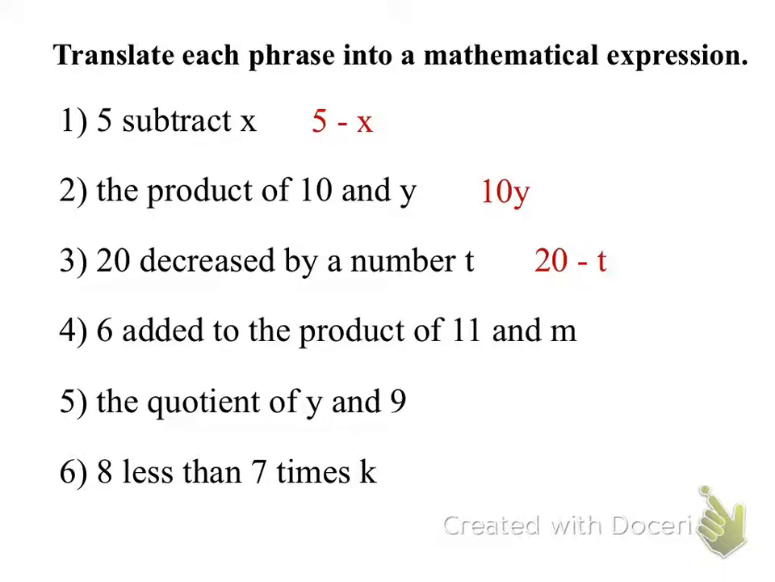Okay, next one. I'm going in order here. Next one, Gabriel. 11m plus 6. Perfect. So he knows that it's 6. It's added to the product of 11 and m. We know that that's 11m. We know that that's 6. It says 6 is added to something. What is that something? 11m.